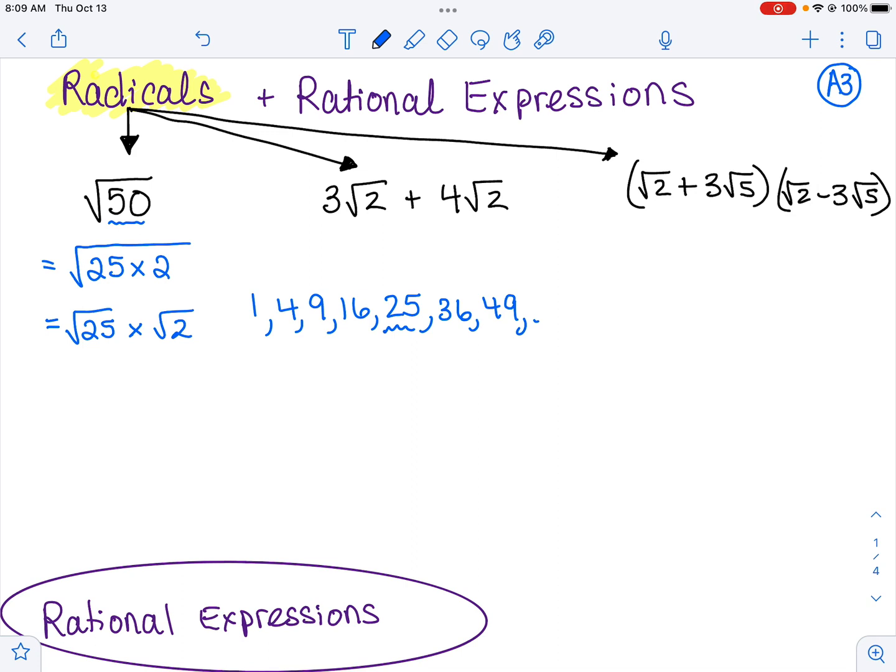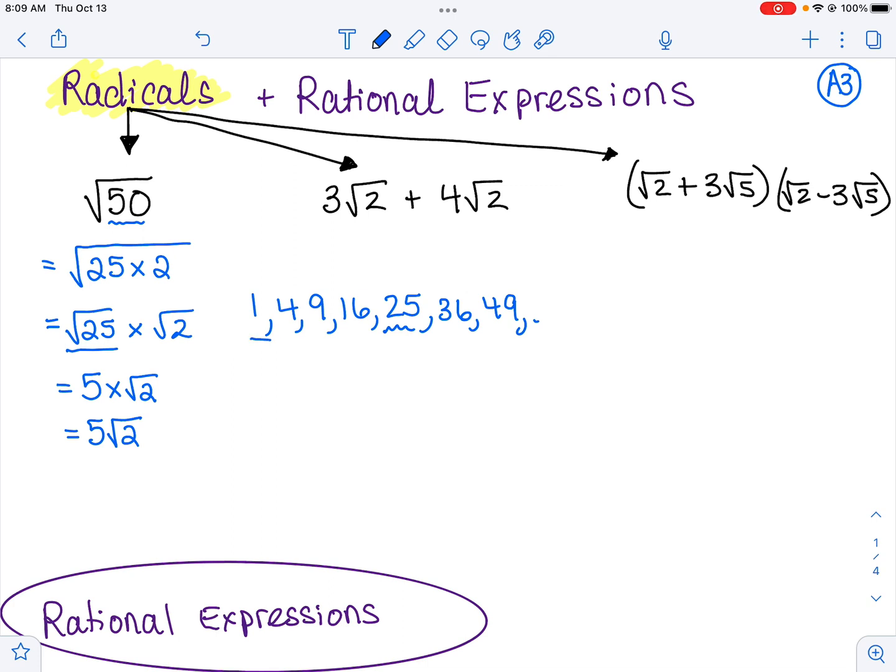And now I know that the square root of 25 is 5, so I can actually calculate that. So that's 5 times the square root of 2. And then I can just write it without that multiplication sign. So 5 root 2 is the same thing as saying 5 times root 2. So that would be a radical in simplest terms.